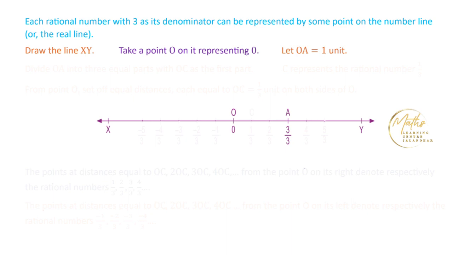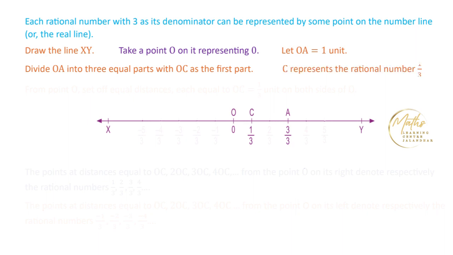Now we are going to divide this length OA into 3 equal parts with OC as the first part. We mark a point over here and name it C. This is basically 1/3 of this length OA. So this point C represents the number 1 by 3.